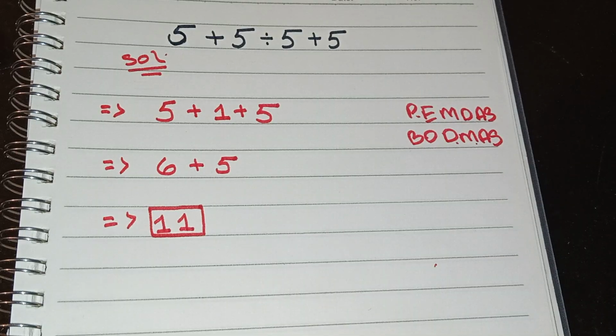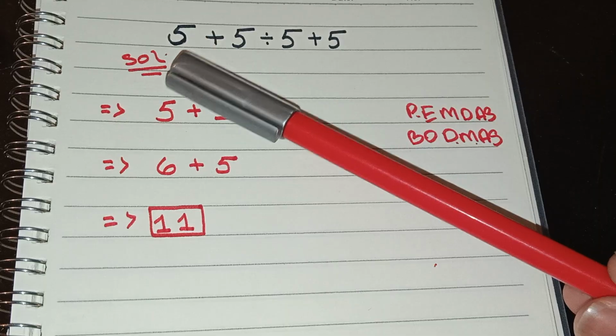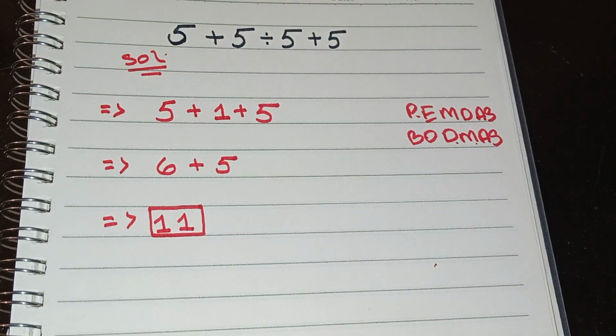Coming to the next method, which is a wrong method, in which many people ignore the PEMDAS and BODMAS rule. Firstly they solve 5 plus 5, which they get 10, and 5 plus 5, which they get 10, and 10 divided by 10, which they will get 1. Mostly many people solve 5 plus 5 is 10, and 10 divided by 5 they will get 2, and 2 plus 5 will get 7. So this is a wrong method. The method I have done is the correct method, so you can follow this type of method.